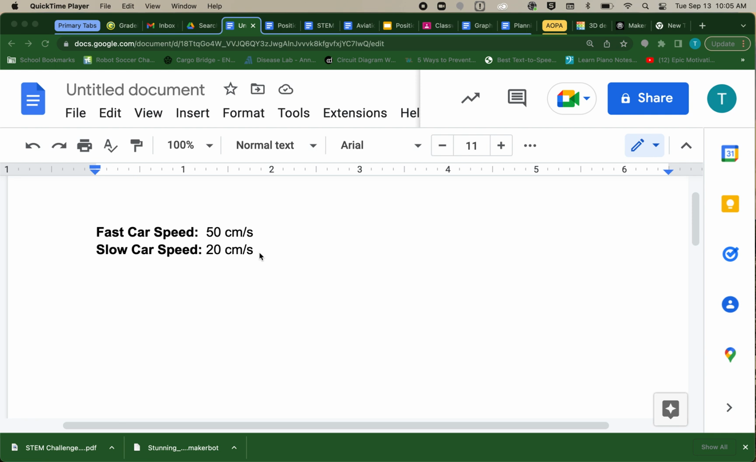Once that's been established, I can simply draw a line that has a slope of 50 to represent the fast car and a line that has a slope of 20 to represent the slow car. So things become much simpler if I realize I can simply draw lines that have these specific slopes. Yours will certainly be different based on your cars, but I'm going to go ahead and use 50 and 20.